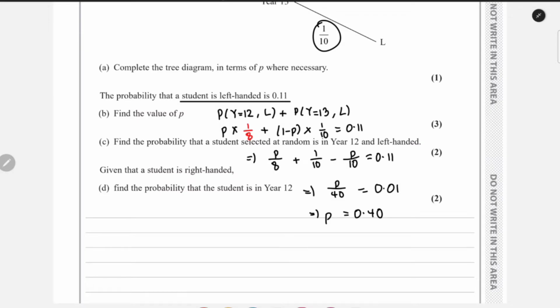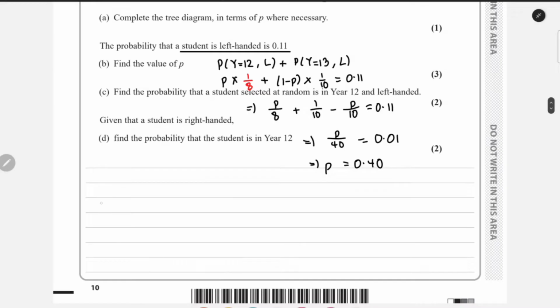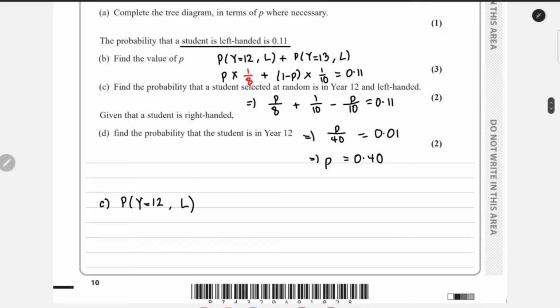Now we are given, we have to find the probability that a student selected at random is in year 12 and left-handed. So we have the conditions that the student is both in year 12 and left-handed. So basically we did this before, this probability over here. So P into 1 by 8, we know the value of P now, so this would be 0.40 into 1 by 8, which is 0.05 or 1 by 20.